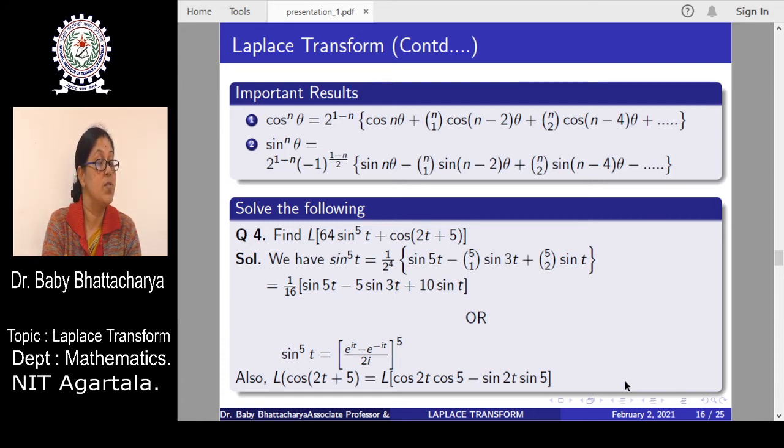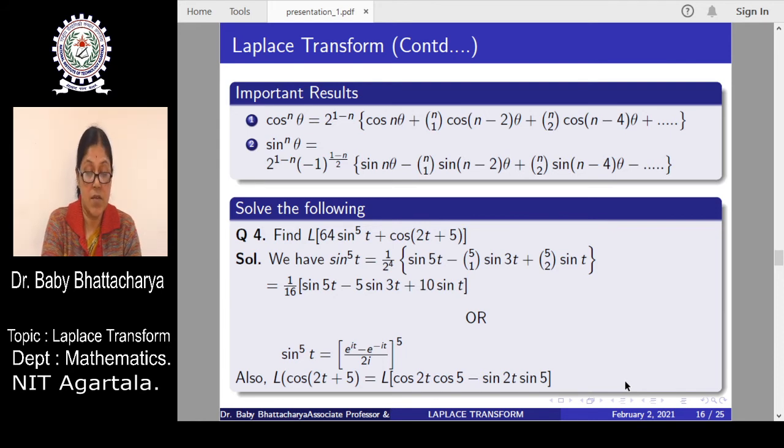For sin to the power n theta, we have this as 2 to the power 1 minus n into minus 1 to the power n minus 1 whole divided by 2, of the function sin n theta minus nC1 sin n minus 2 theta plus nC2 sin n minus 4 theta minus, here it is an alternating series, plus minus. So we can remember these two formulae to evaluate the Laplace transformation of a function whenever it is given in the power of a circular function.